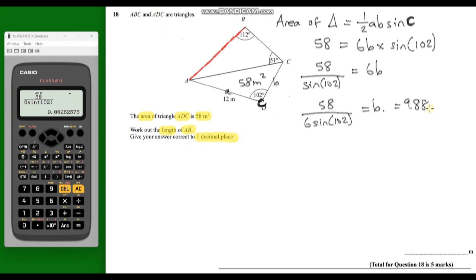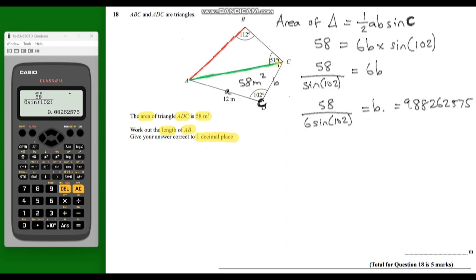So we get 9.88. I'll write the whole thing down. So we've got 9.88262575. Okay, so that is b. That's this here. And now we've calculated this side length, we can calculate this length here.